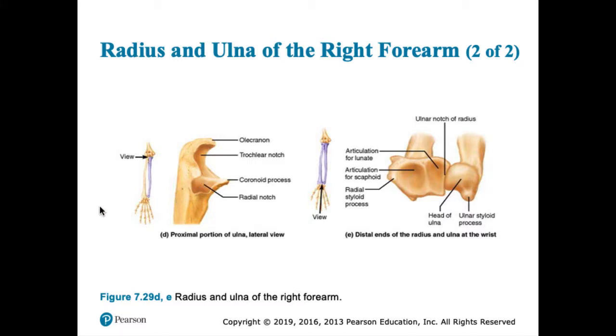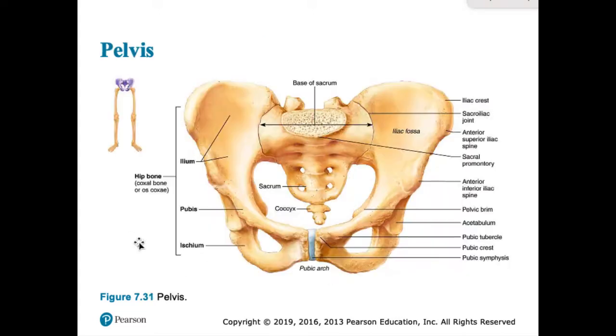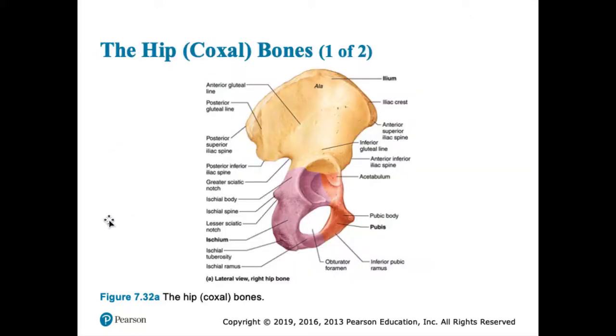And, of course, this is the radius and ulna of the right forearm. These are the bones of the hand that you need to review as well. And the pelvis, making sure that you see each of those and can ID that. This is the hip bone or the coxal bones as well, making sure that you understand the structures and the processes and markings on those.